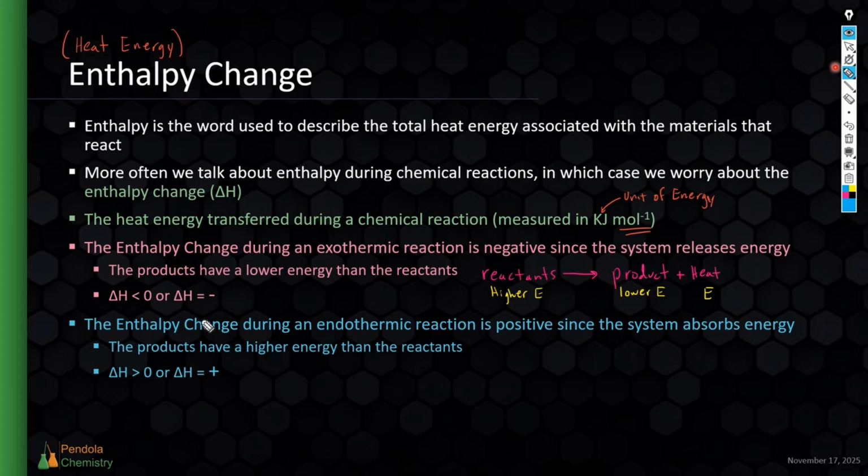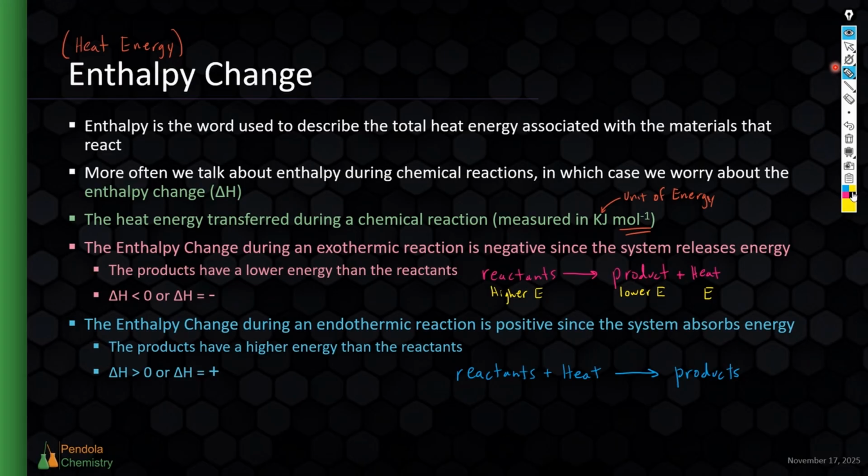On the other hand, the enthalpy change during an endothermic reaction, a reaction that absorbs energy, is positive since the system is gaining energy, it's absorbing energy. The products have a higher energy than the reactants, and so delta H is greater than zero, or positive. So in an endothermic reaction, we have the reactants absorbing energy, so we're going to put heat as a reactant to produce some products.